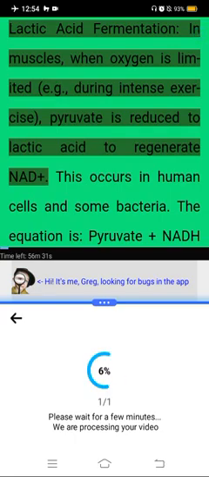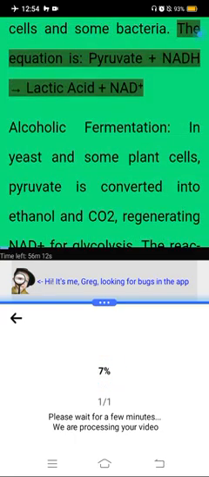Lactic acid fermentation: in muscles, when oxygen is limited, for example during intense exercise, pyruvate is reduced to lactic acid to regenerate NAD+. This occurs in human cells and some bacteria. The equation is pyruvate plus NADH right pointing arrow lactic acid plus NAD+.